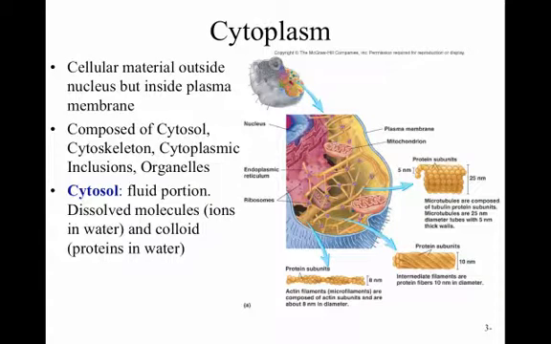Okay, cytoplasm. We're going to go over the organelles. The cytoplasm is all the material inside the cell except for the nucleus, so not including the nucleus. And it's made up of cytosol, which is the fluid portion of the cytoplasm. There's the cytoskeleton, cytoplasmic inclusions, and organelles.